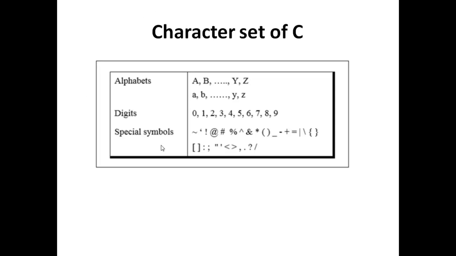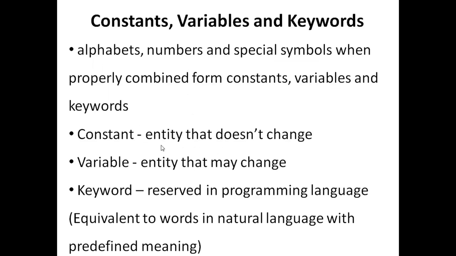And the characters that we have in C are capital A, B, C up to Z and small a, b, c up to z. So the uppercase and the lowercase both are accepted here, and digits accepted are from 0 to 9. We have a set of special symbols also, and we have variables, constants, and keywords also. So the alphabets, numbers, and the special symbols can properly combine to form constants, variables, and the keywords.